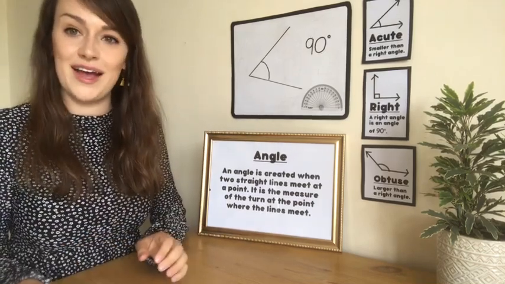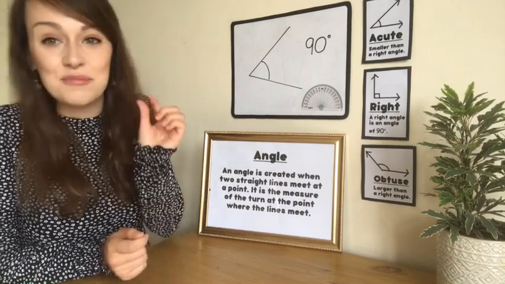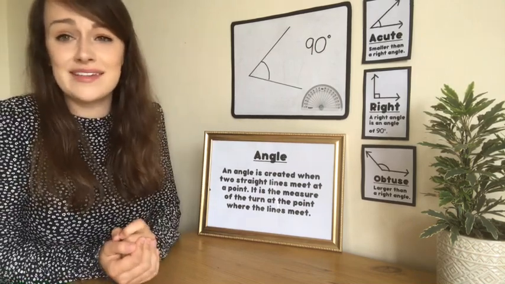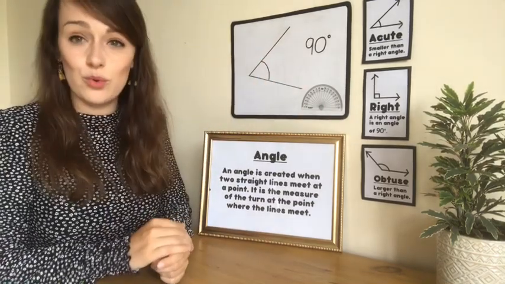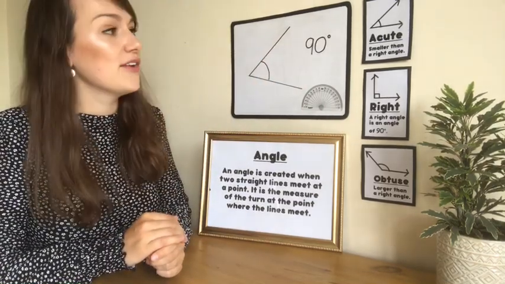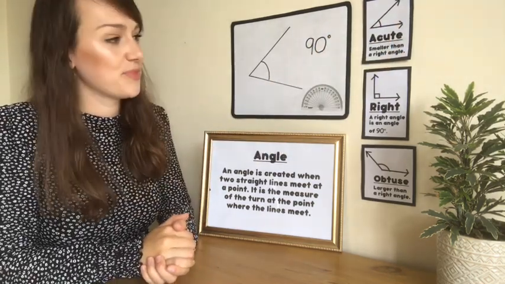So the next type of angle is a nice little acute angle, okay? So it's the small one, like a little puppy, a little kitten that's nice and cute, okay? An acute angle is an angle that's smaller than a right angle, okay? So the measurement of the angle will be smaller than 90 degrees, okay?